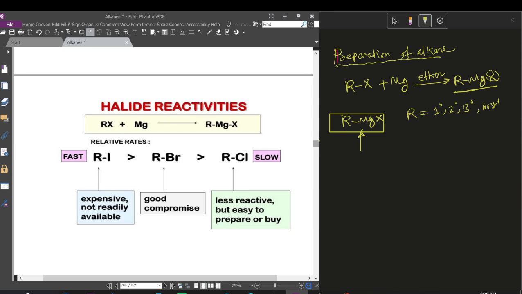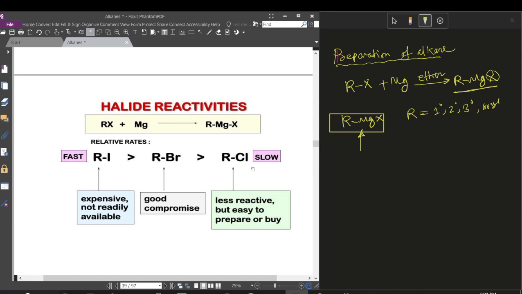Among these three compounds, RI is really highly expensive, so it's not really available. That's why we don't use RI, that means the iodide form. The bromide form is a good compromise for price and availability. This is good for use.